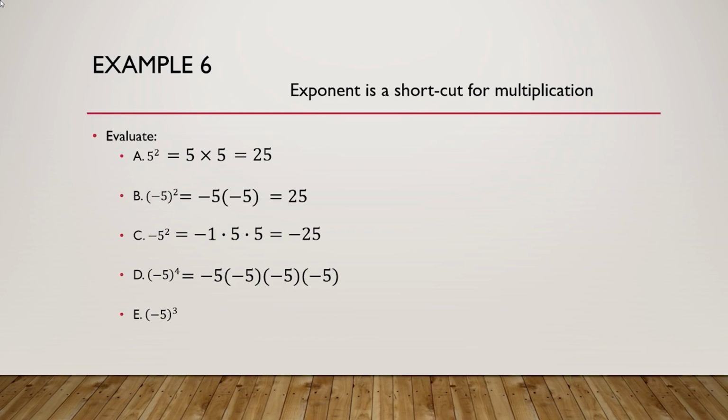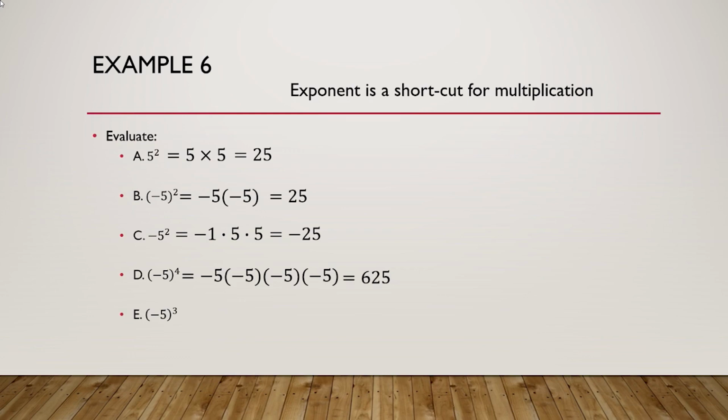Well, what you can do is take the signs 2 at a time. So you have negative times negative, which is positive, times another negative, that would be the third one, makes it negative, times another negative, which would be the fourth one, which makes it positive. So you end up with a positive 625.